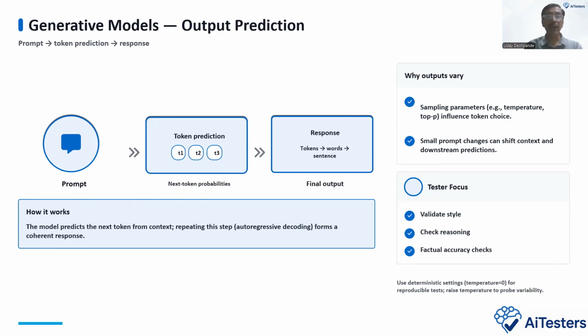For testers, this means we should validate not only correctness, but also style, reasoning quality, and factual reliability. And we should use deterministic settings when repeatability is required for testing.